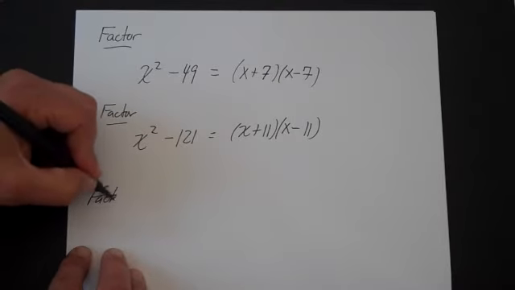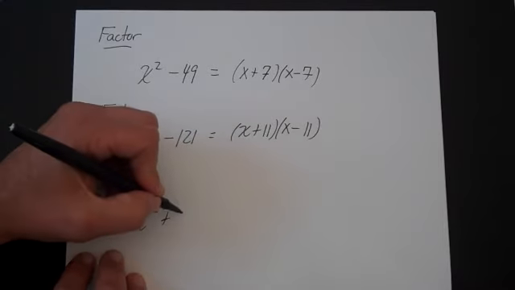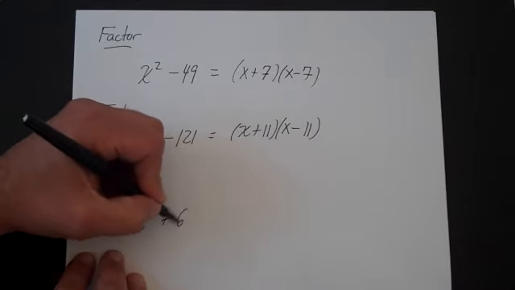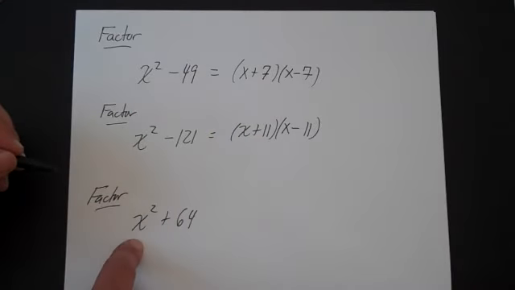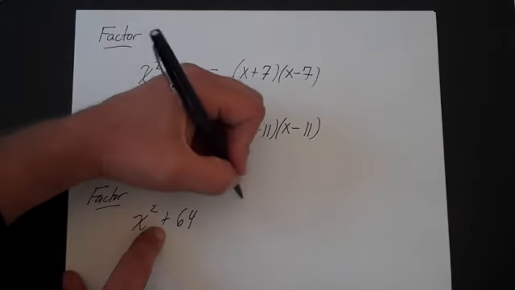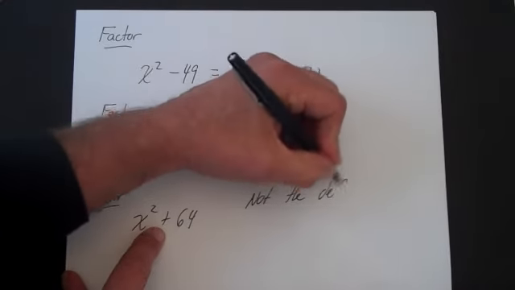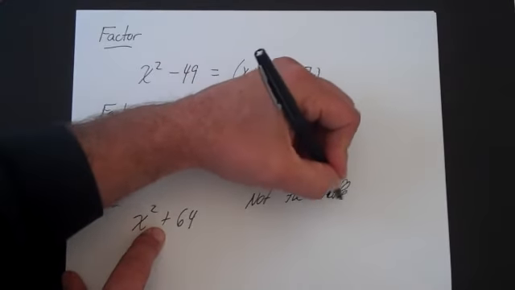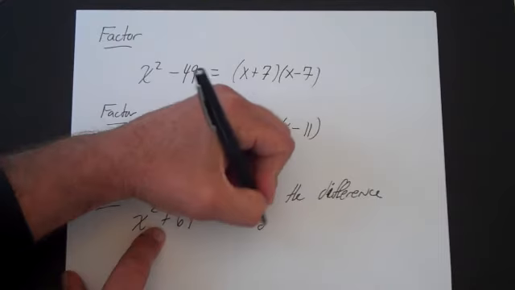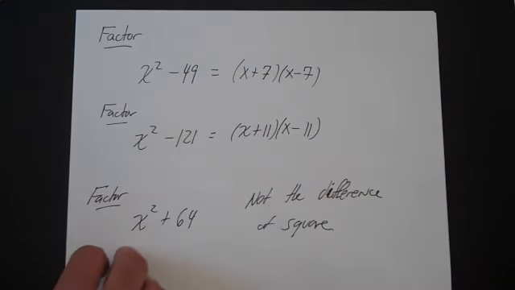And finally, let's factor x squared plus 64. So is x squared a square? Yes. 64 a square? Yes, that's 8 times 8. But they're connected with a plus sign, so you can't factor this. This is not the difference of two squares. And because of that, you can't factor, at least not the way that we do it here.